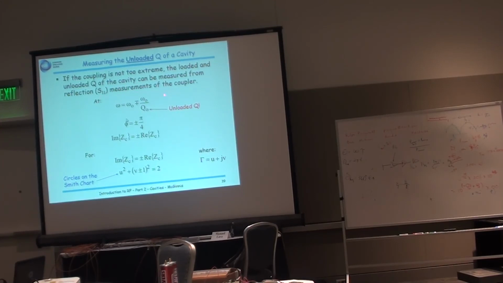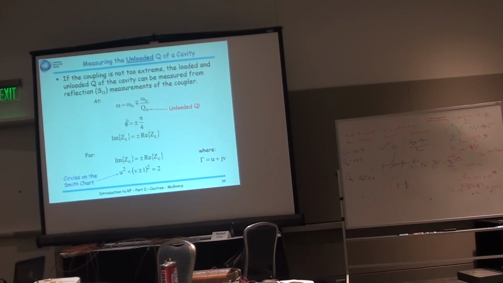So what you can do is that at the unloaded Q of the cavity, the imaginary part of the cavity impedance is going to be equal to the real part. So if I'm looking at the cavity, and I ask, what's the impedance at the place where the real part is equal to the imaginary part, that's given by the unloaded Q0. So what I can do is measure the frequencies at which the real part is equal to the imaginary part. When I do that, I measure Q0. So that's the only way you can measure Q0 with a network analyzer.